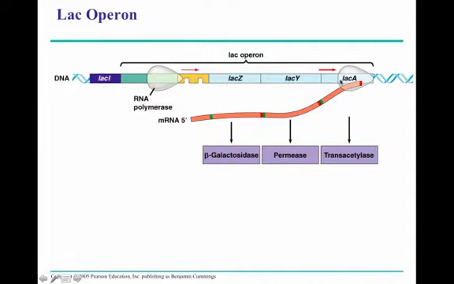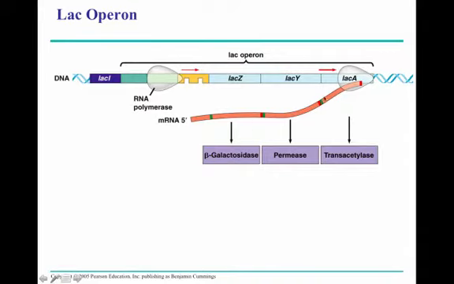And then we have these three genes, LAC-Z, LAC-Y, and LAC-A, and they produce proteins that are involved in the processing or breakdown of lactose, hence the lac in the Lac Operon name. You need all three of them.